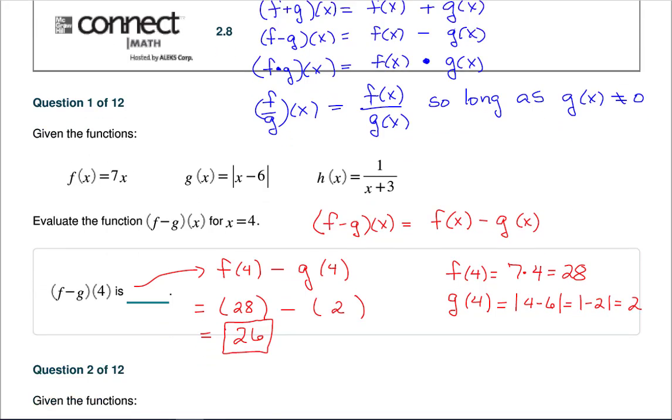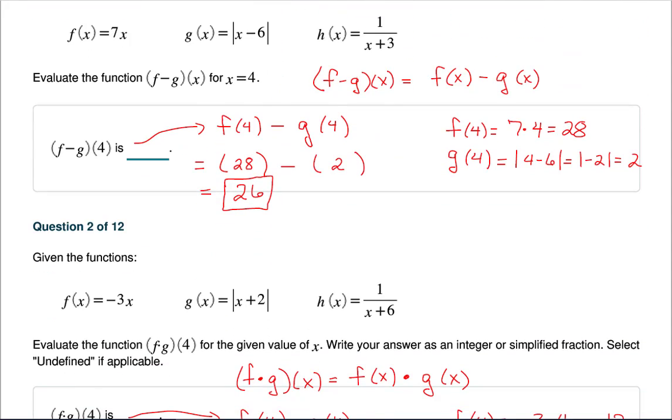So looking here at question 1, we have an f, we have a g. We want to form f minus g where x is 4. So f minus g of 4 is simply f of 4, we're going to get that number, we're going to get g of 4, and then we're going to subtract the results. So what is f of 4 and what is g of 4?